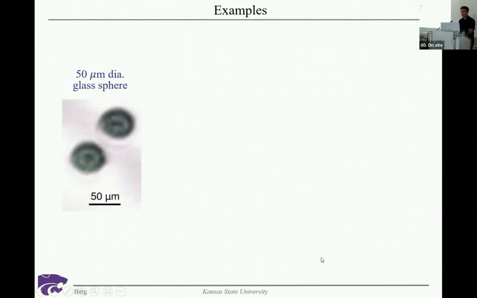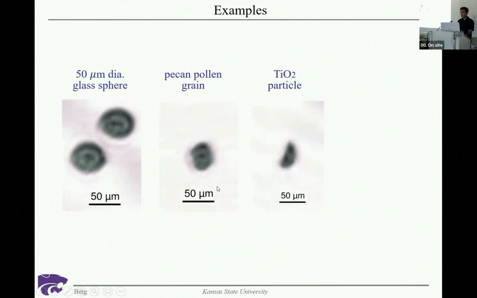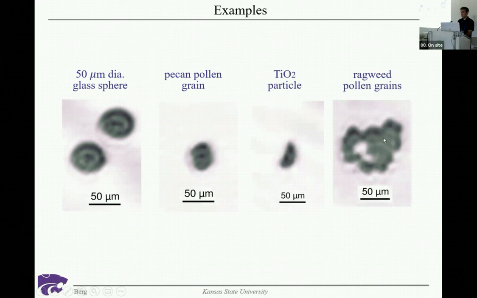Here are examples of images of free-flowing aerosol particles taken from the holograms. In this case, we have two spherical glass particles, which we just use for calibration purposes. Pecan pollen aerosol particle, titanium dioxide particle, and then our old friend the ragweed particles. So it works fairly well, and you can get a good sense of the geometry and size of these objects.